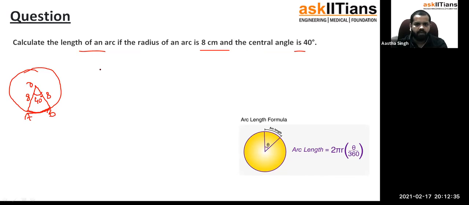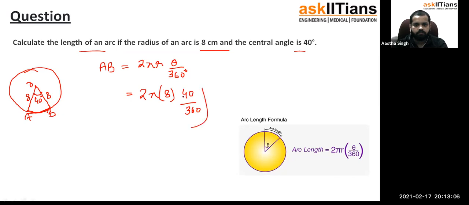You know what will be the length of an arc. Your AB will be equal to, you know the formula, 2 pi r theta upon 360 degree. It is clear or not? Then 2 pi, what is r? r is just 8. What is theta? Theta is your 40 degree, so 40 degree upon 360. Clear? 40 will cut 360 nine times, right?